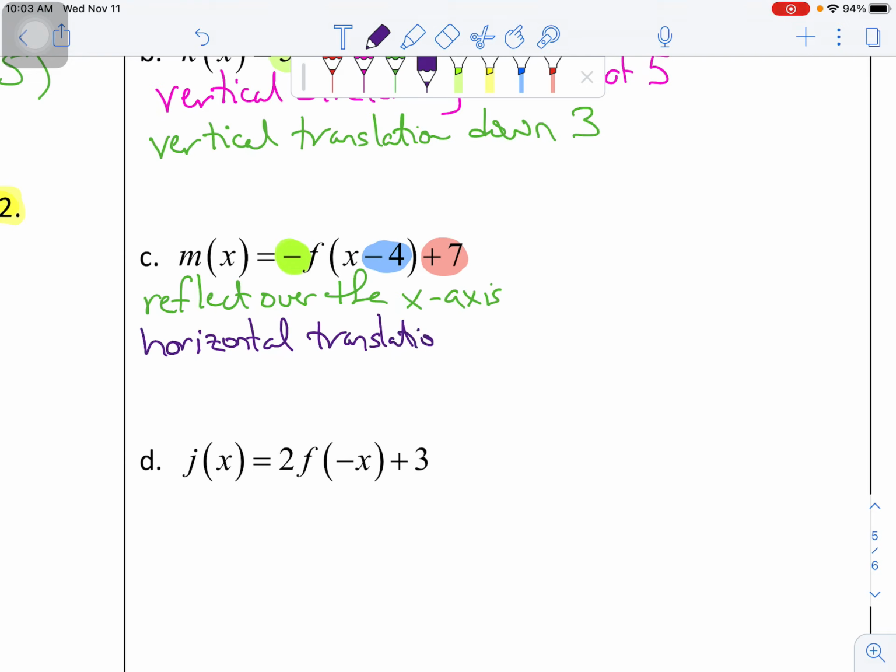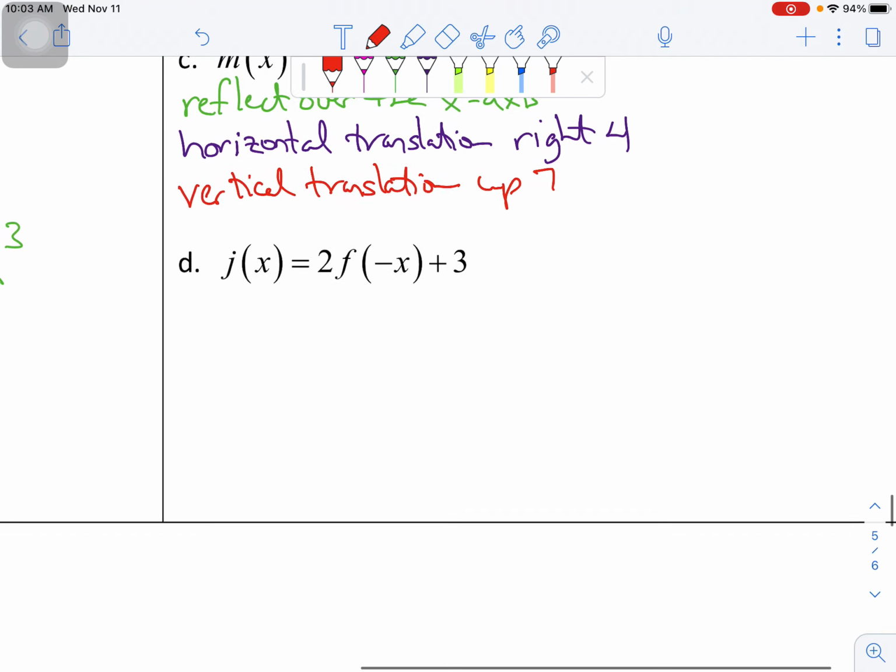The minus 4 is a horizontal translation right 4 units, all right? And the plus 7 at the end is a vertical translation up 7, okay? So make sure that when you see these, you address every transformation that's happened so that all of them get listed out.